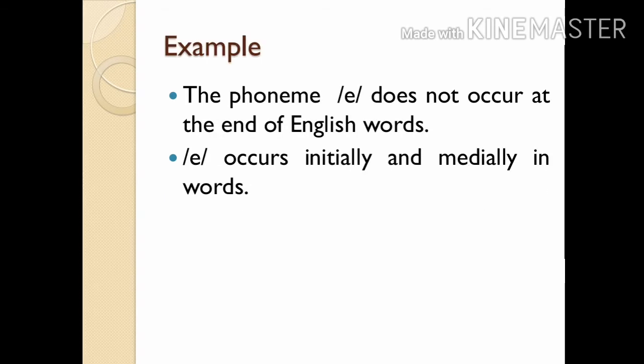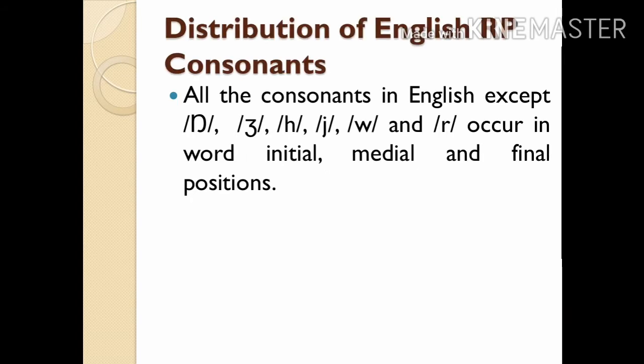For example, consider the phoneme A. It does not occur at the end of English words. In other words, we can say that there is no English word ending with the sound A. So, we can state the distribution of A as: A occurs in word initial and medial positions but not in final position. Now, let's take a look at the distribution of English RP consonants.